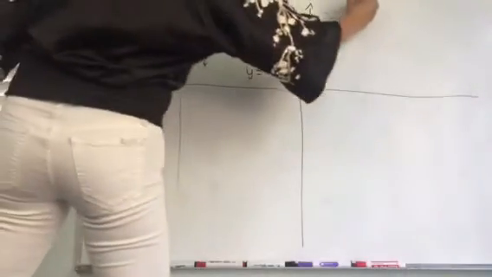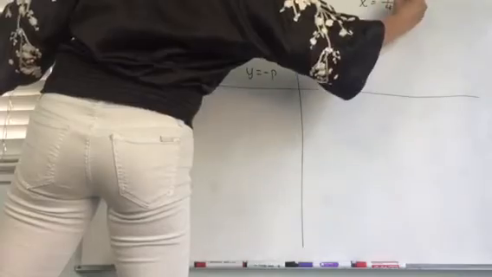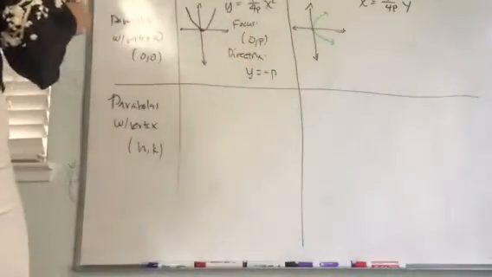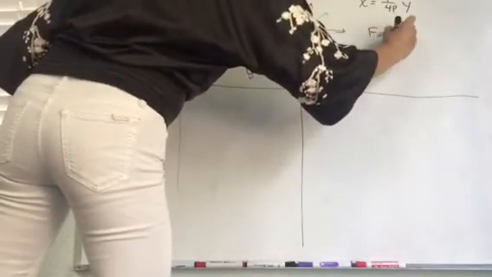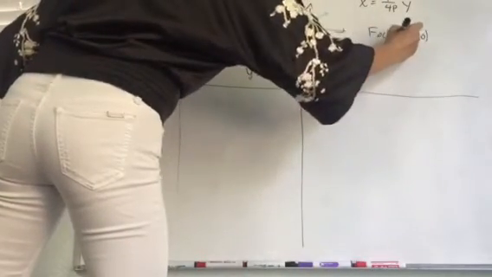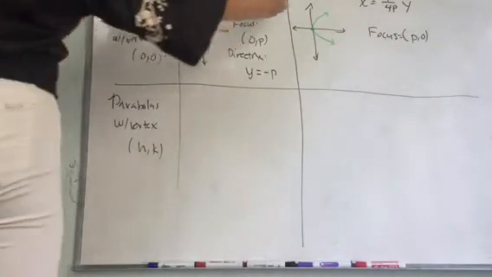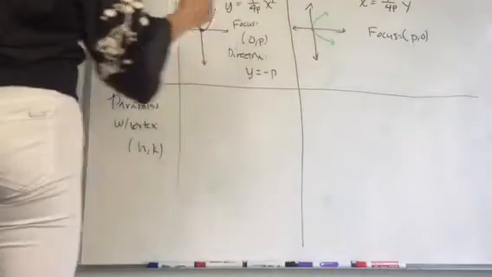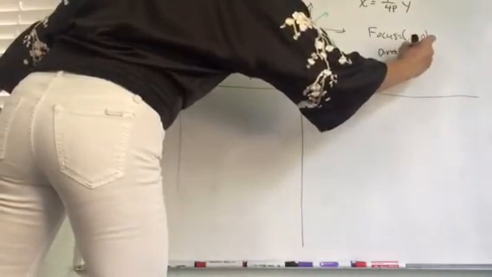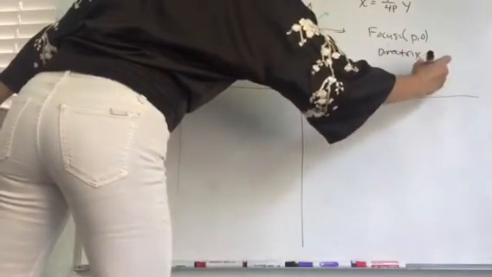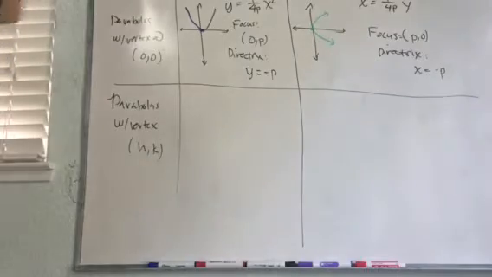So the equation is going to be x is equal to 1 over 4p y squared. And similarly, the focus is going to be flipped. It's going to be at p comma 0. And then the directrix will no longer be y is equal to negative p, x is equal to negative p. All right? So that's pretty straightforward.